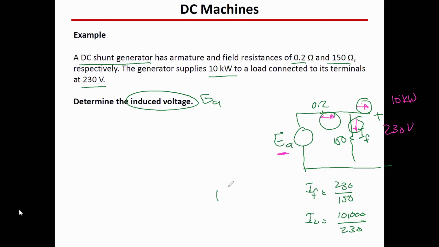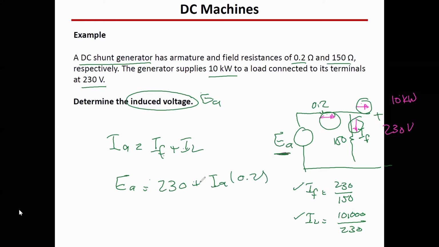Yes, of course. It's KCL, right? It will be the IF plus IL. This one plus this one. Then can we find this EA? Yes, it's 230 plus IA times 0.2. So nothing actually new here.